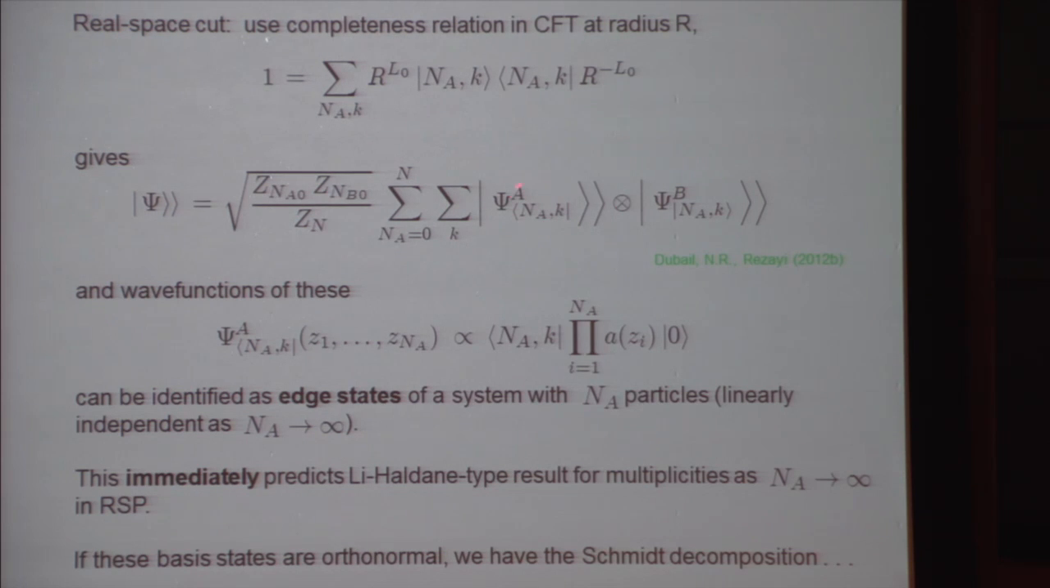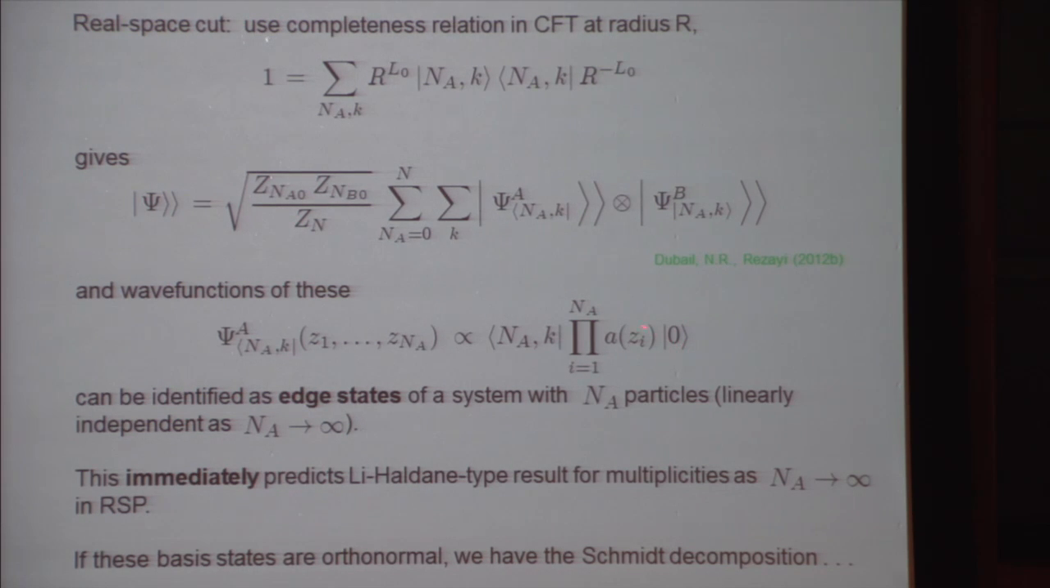However, I don't know about normalization of these at this stage, so this is not quite the Schmidt decomposition. It's just some set of functions that are indexed the same way as they were in the conformal field theory. So what are these wave functions? Well, they look just like the ones that I had for n particles.